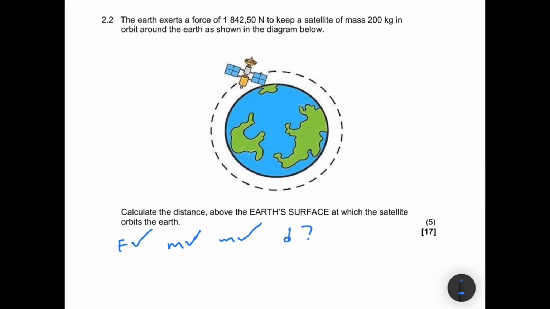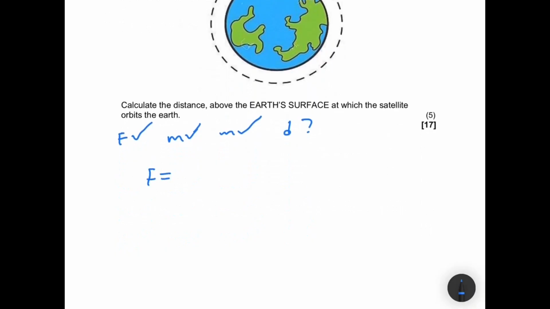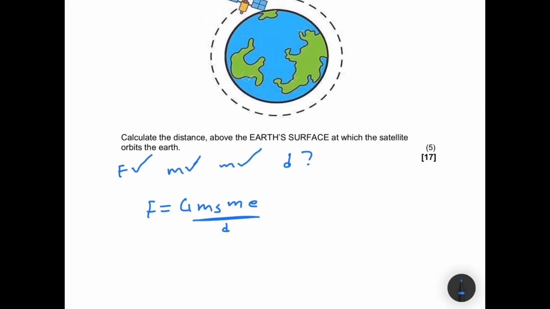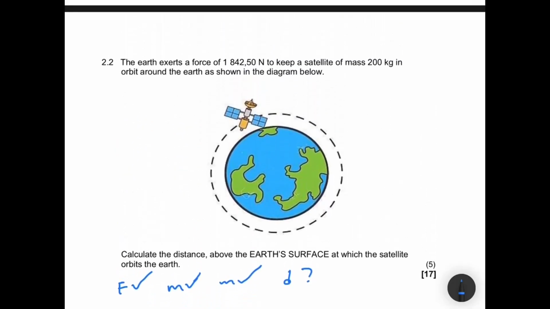So we can use Newton's law of gravitation. Every body attracts every other body with a force that is directly proportional to their masses and inversely proportional to the square of the distance between them. So F is equal to G, a constant, times the mass of the satellite times the mass of the Earth, divided by the distance between them squared. The distance between them is the radius of the Earth plus the actual distance between the Earth and the satellite. F is given to us.